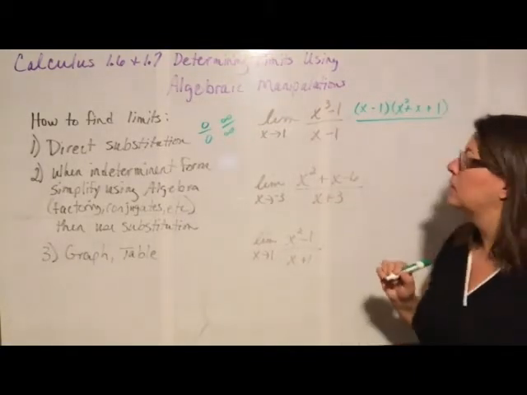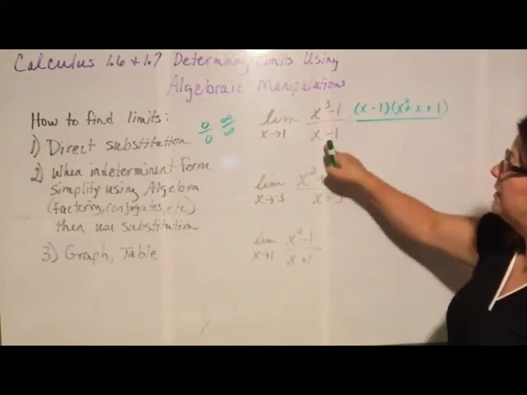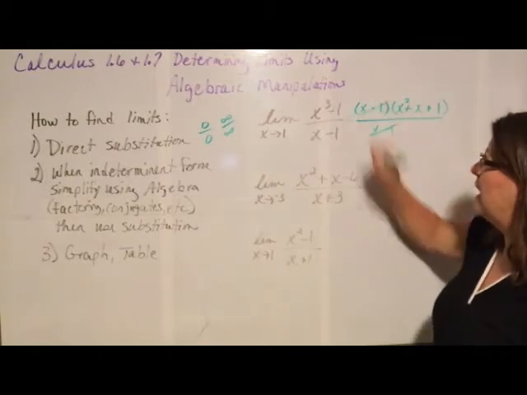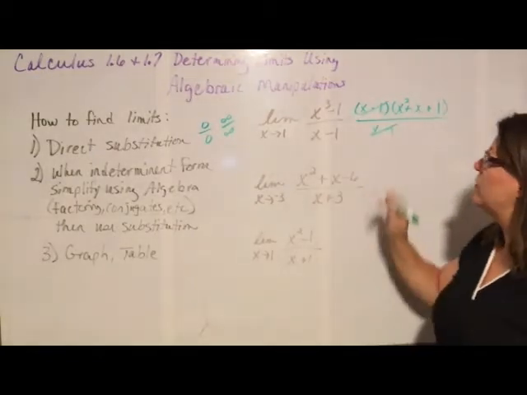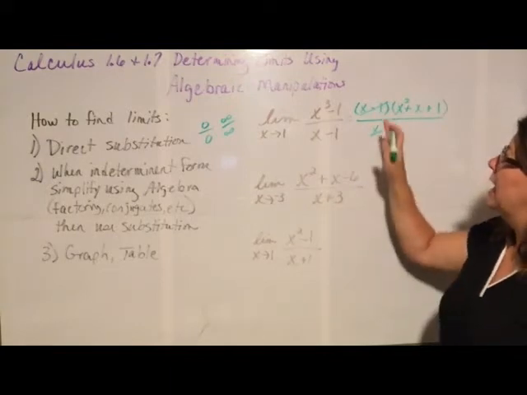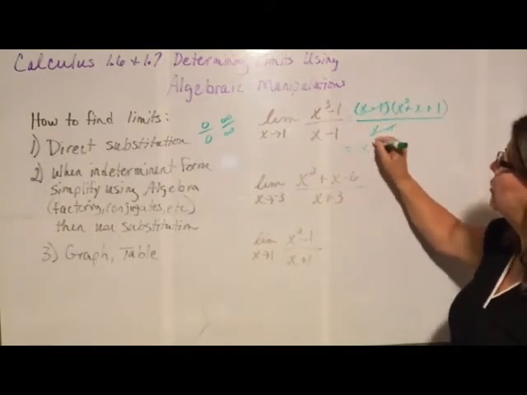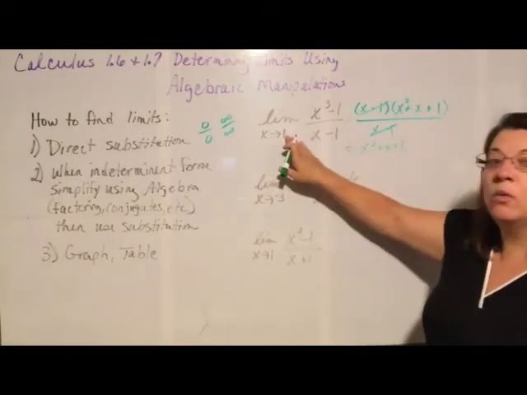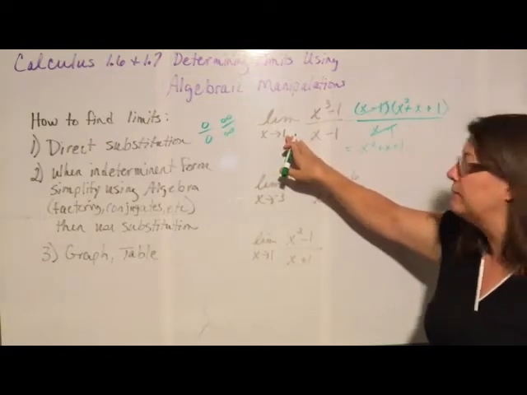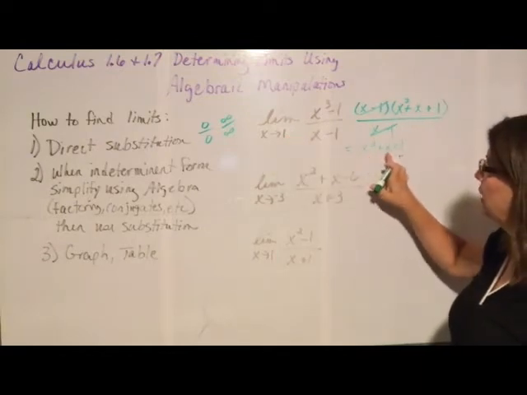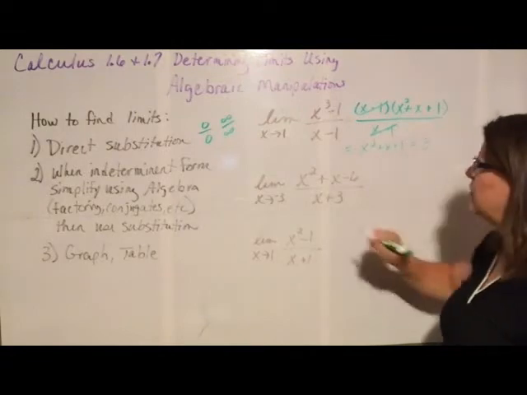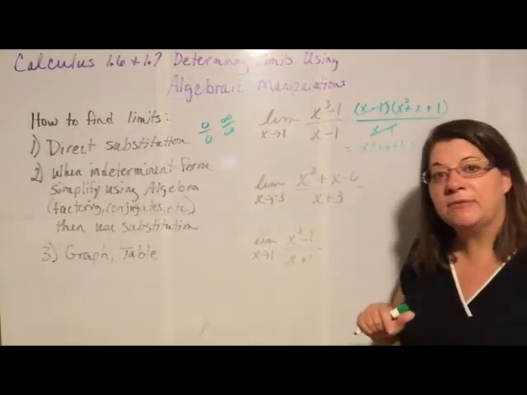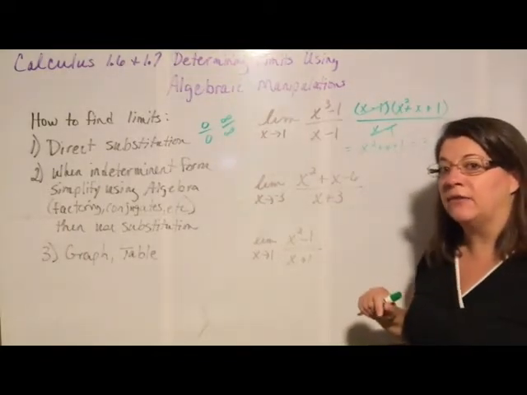And then I've got x minus 1 on the bottom, which works out nice for us because the x minus 1s will cancel. So when those x minus 1s cancel, then I have something simpler. I've got x squared plus x plus 1, and at this point I can then plug 1 in by using direct substitution again. So if I do that, I've got 1 plus 1 plus 1 equals 3. So the limit as x approaches 1 for this one is 3. We did a little cancellation to simplify that function, and then we were able to find the limit.